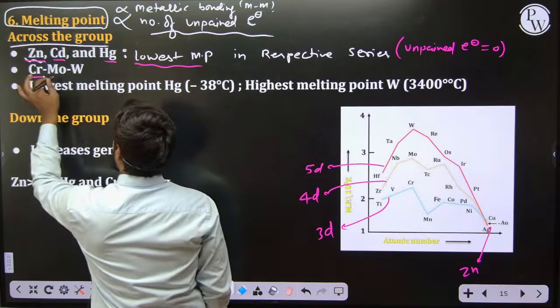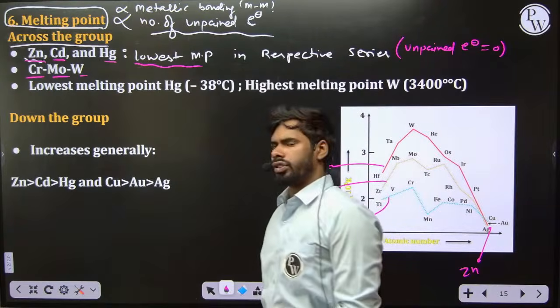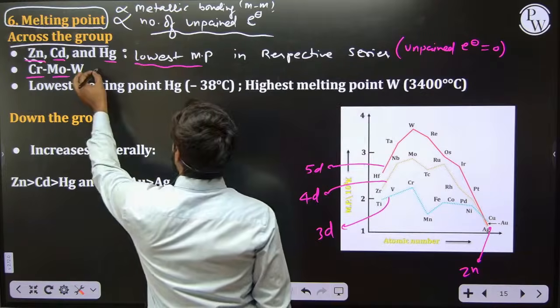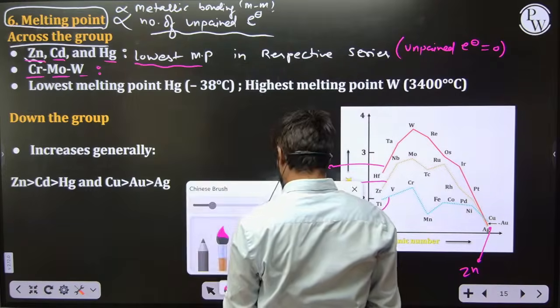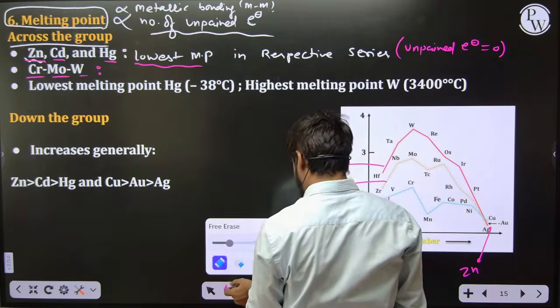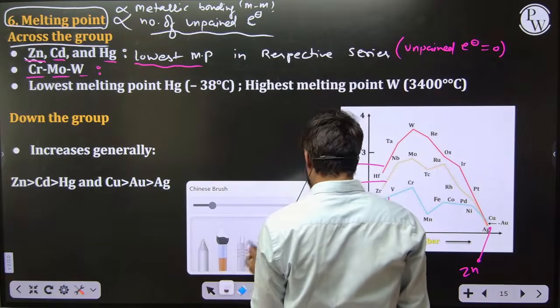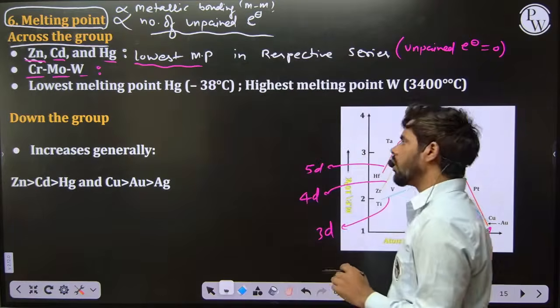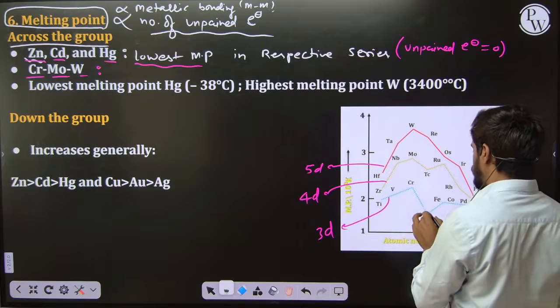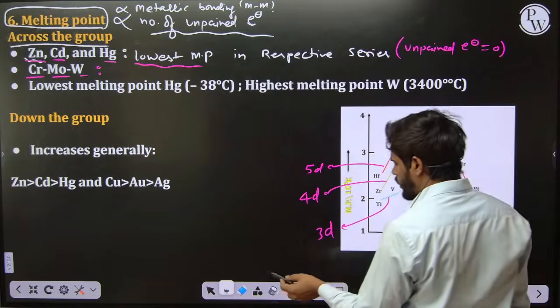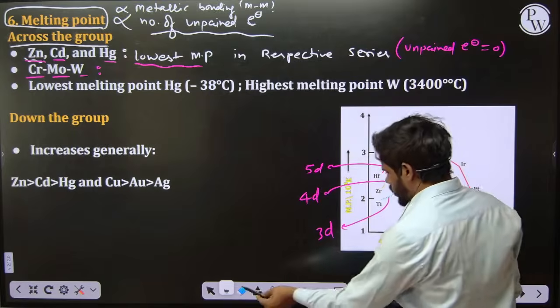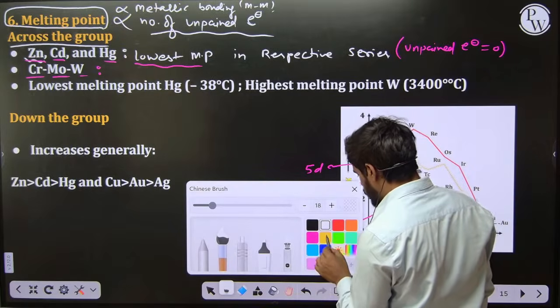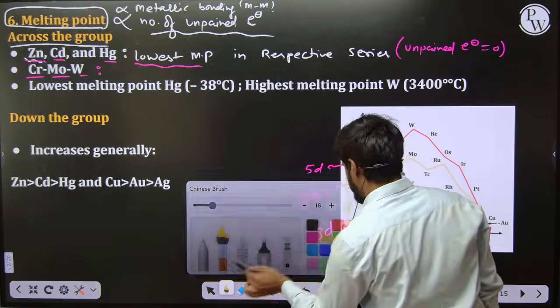Second thing, it is about chromium, molybdenum and tungsten. They are all the highest. Why is it the highest? As we can see, manganese has the highest number of unpaired electrons. So why does manganese not have the highest melting point? Basically, there is a reason for it.